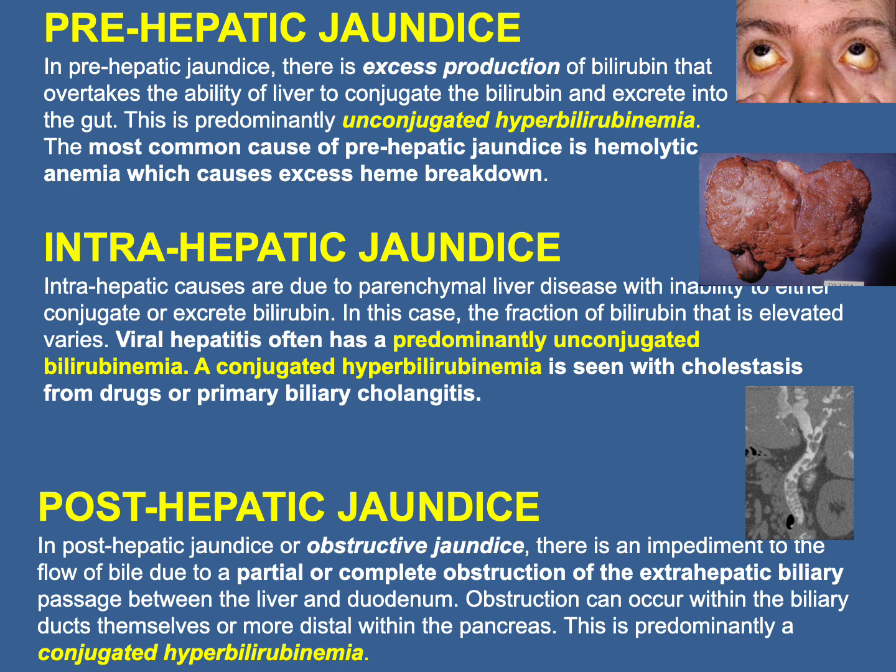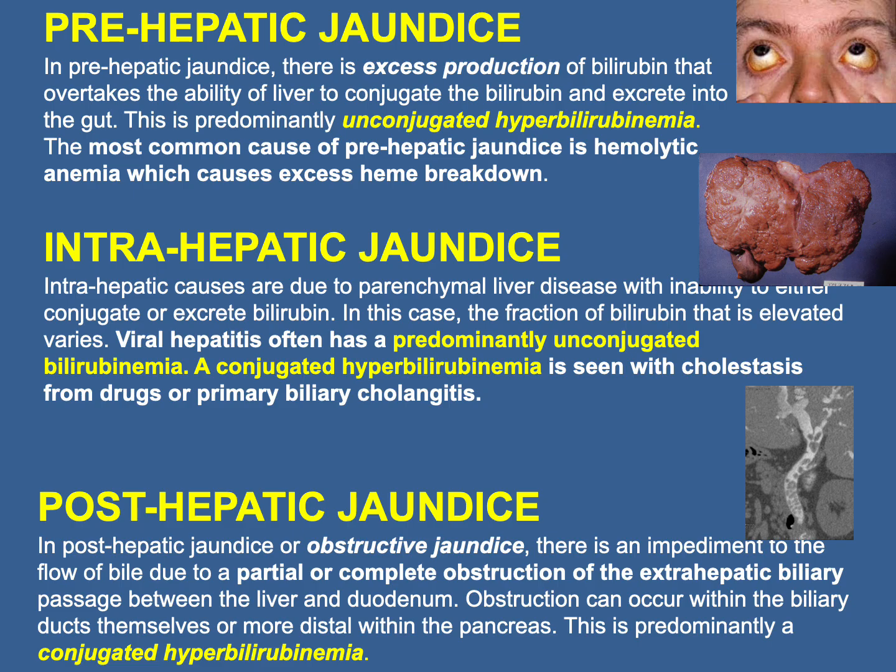Intrahepatic causes are due to parenchymal liver disease with the inability to either conjugate or excrete bilirubin. In this case, the fraction of bilirubin that is conjugated varies. Viral hepatitis often has a predominantly unconjugated hyperbilirubinemia. A conjugated hyperbilirubinemia is seen with cholestasis from drugs or primary biliary cholangitis.